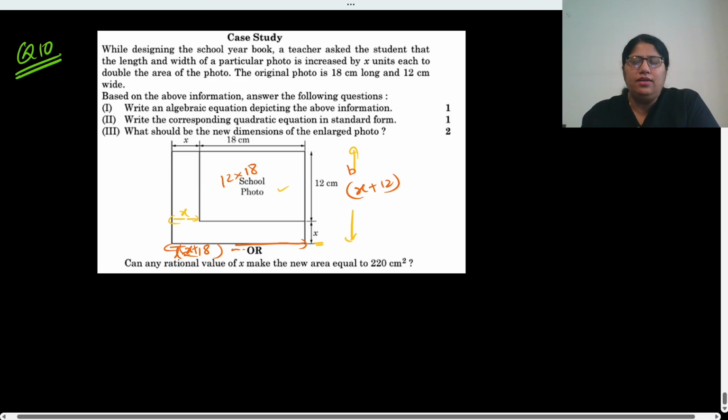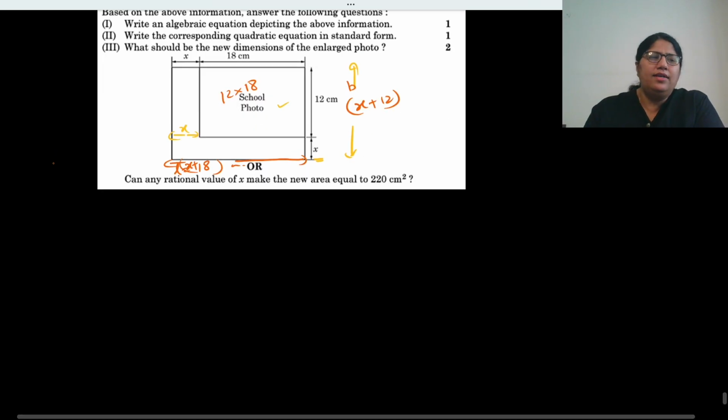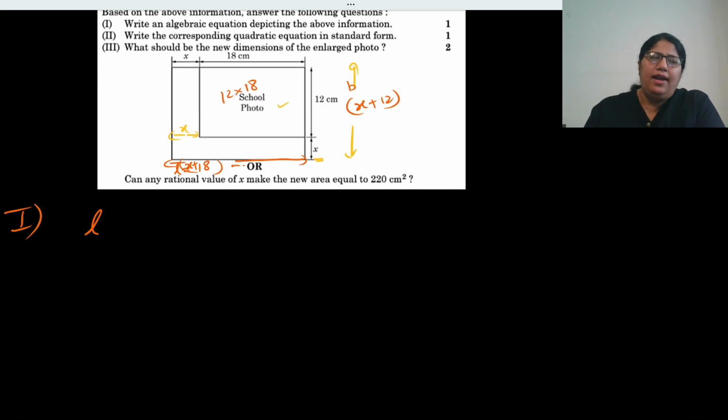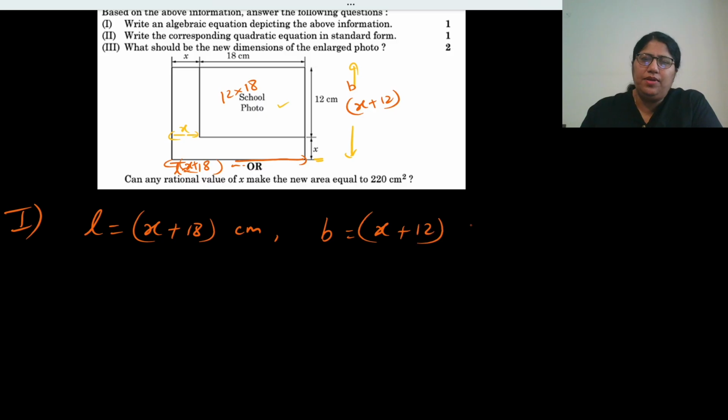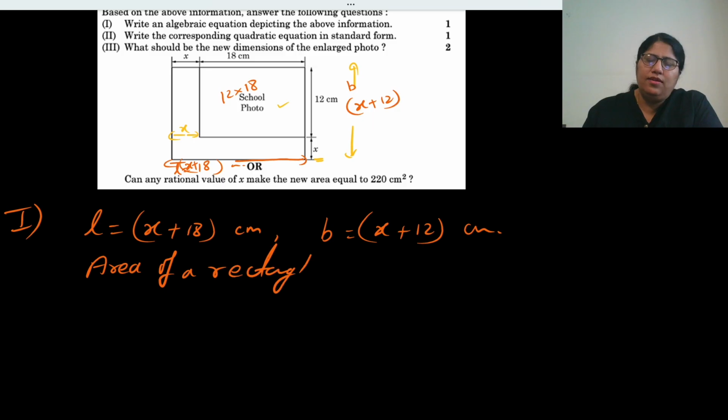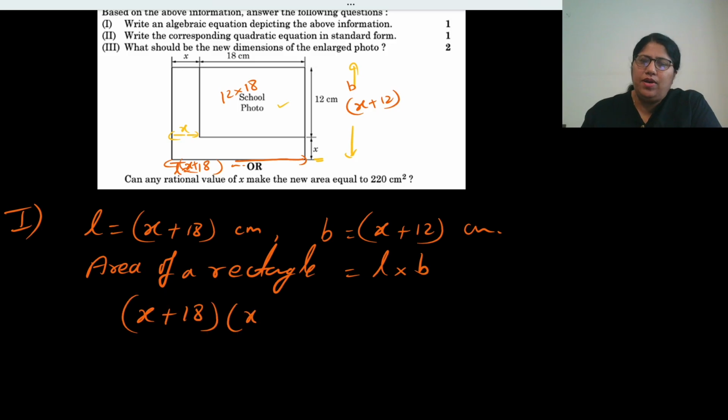So how will you do it here? You can take length as the first part. Length will be x plus 18 centimeter, and breadth has become x plus 12 centimeter. So what is going to be the area? Area of a rectangle is L into B, right? So you will have the equation as (x plus 18) times (x plus 12) will be double of the original area, which is 18 times 12, right?